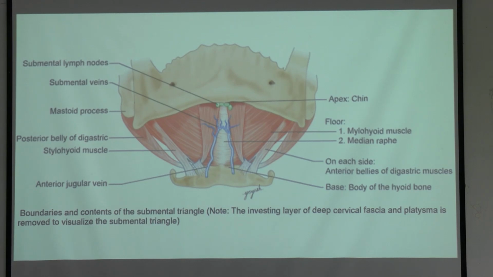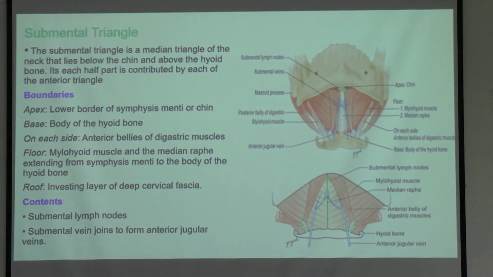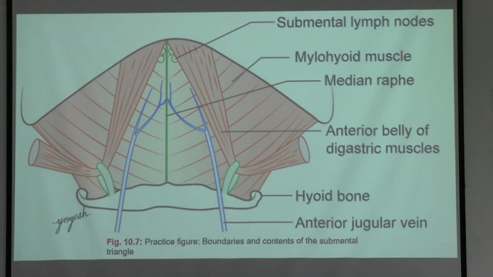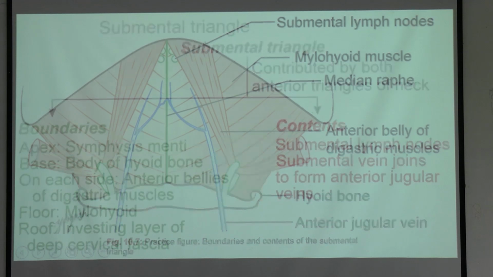So again, I am going to the contents. We can find several lymph nodes below the chin. They are called the submental group of lymph nodes. Then we will get the nerve to mylohyoid, which also supplies the anterior belly. Okay, I will just leave it now.